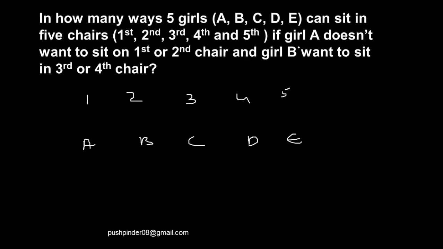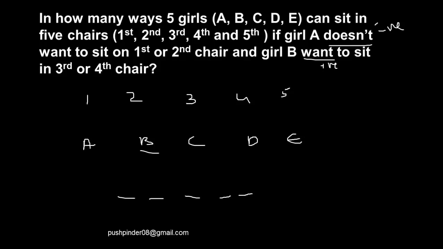Now let's see the condition. Girl A doesn't want to sit on first or second chair, so it's a negative condition. Girl B wants to sit, that means it's a positive condition. So we satisfy the positive condition first. Girl B wants to sit on third or fourth chair. Let's satisfy girl B's condition first.